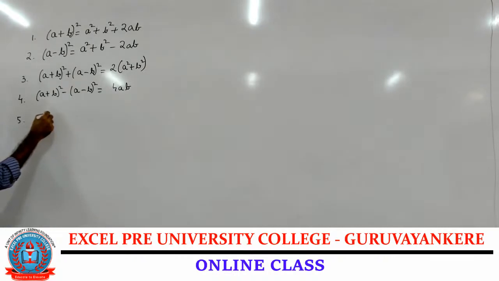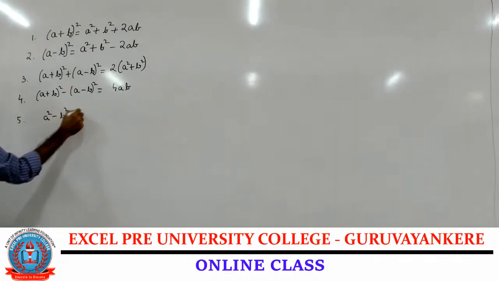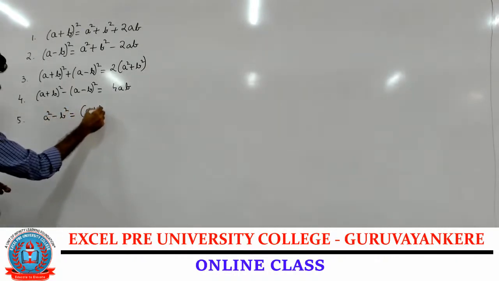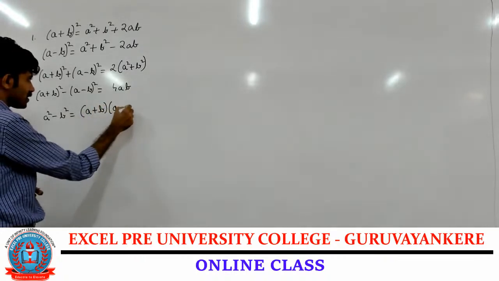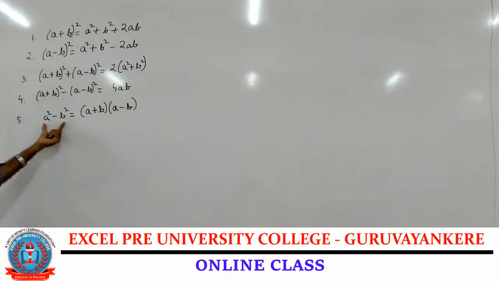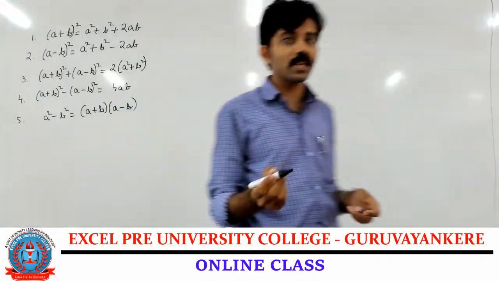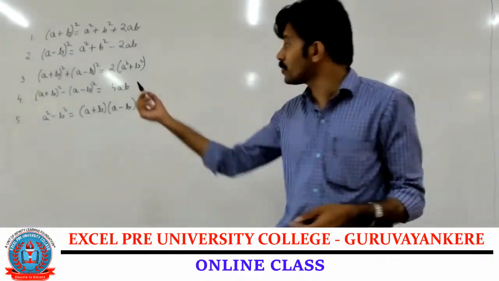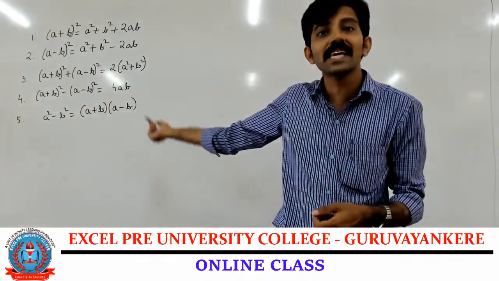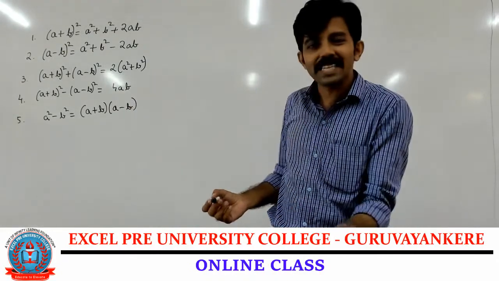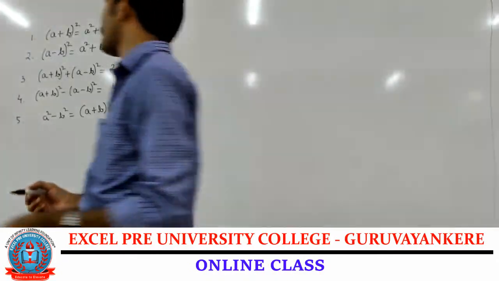Next we have the difference of two squares. a square minus b square is equal to (a plus b) into (a minus b), correct? It's called the difference of two squares. a square minus b square can be decomposed into two factors. The first factor is a plus b, the second factor is a minus b, or (a minus b) into (a plus b), both one and the same.